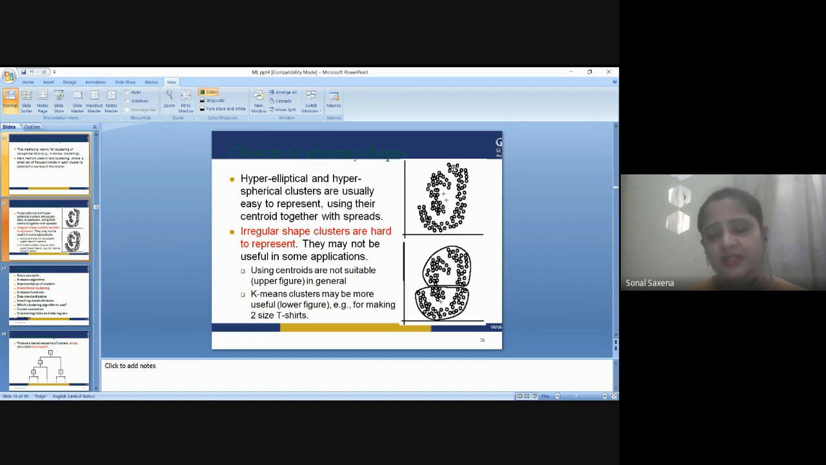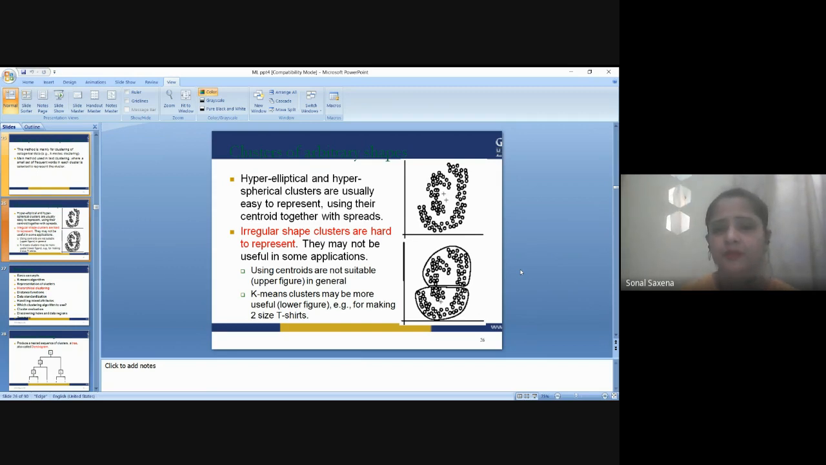And similarly, just see this J-forming shape, the bigger J shape. Again, it is next to impossible to find the centroid of such things, right? So these are the things which make the measurement or identifying of the clusters very difficult.